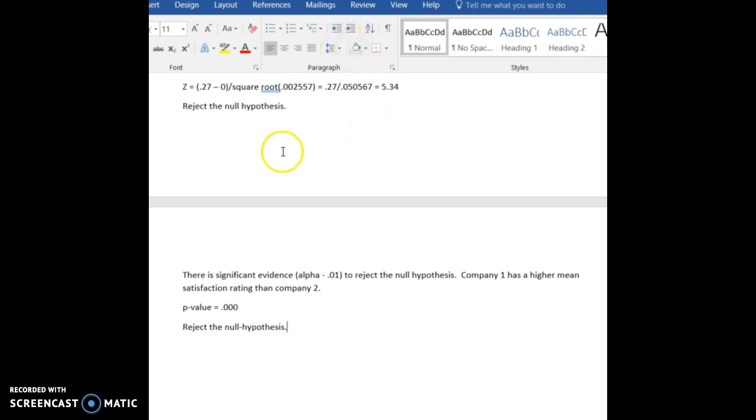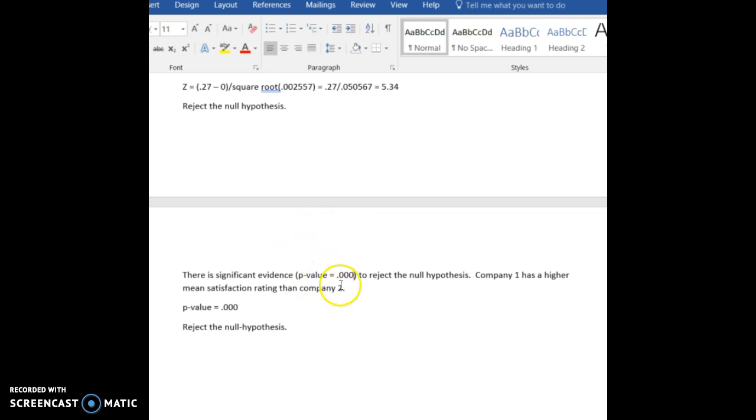And in truth, the rest of this remains the same, except we say there is significant evidence and state our p-value, which is smaller than alpha, to reject the null hypothesis. Company 1 has a higher mean satisfaction rating than Company 2.